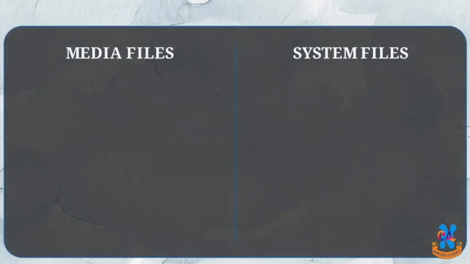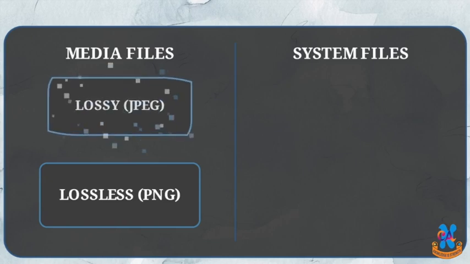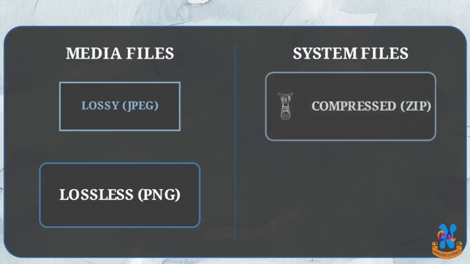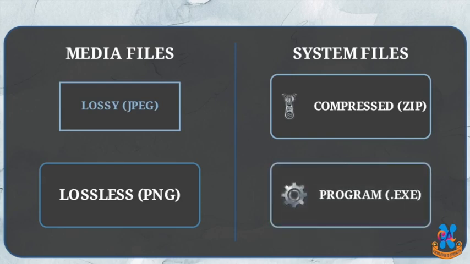This grid maps out media and system file distinctions. On the left, we separate media into lossy formats like JPEG, which permanently remove data to save space, and lossless formats like PNG, which preserve full quality. On the right, system files are split between compressed archives like zip and executable programs ending in .exe. Understanding these conversions is a frequent exam target.